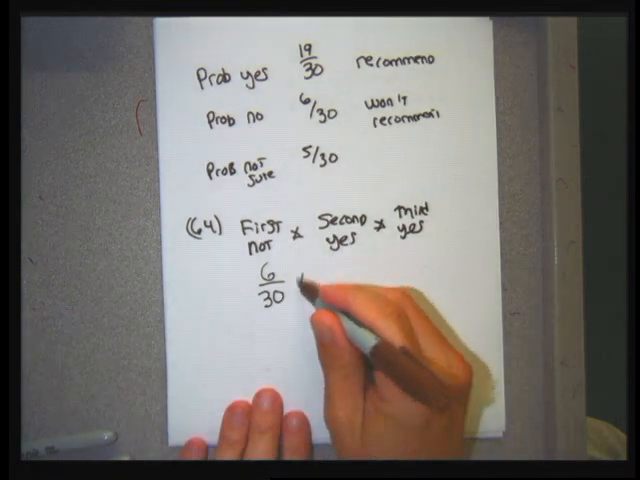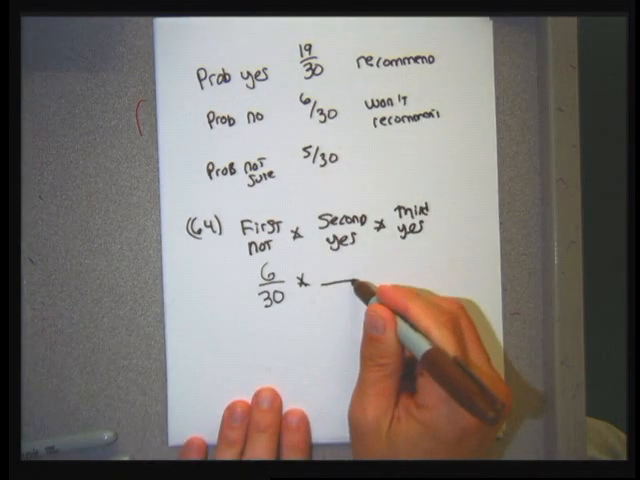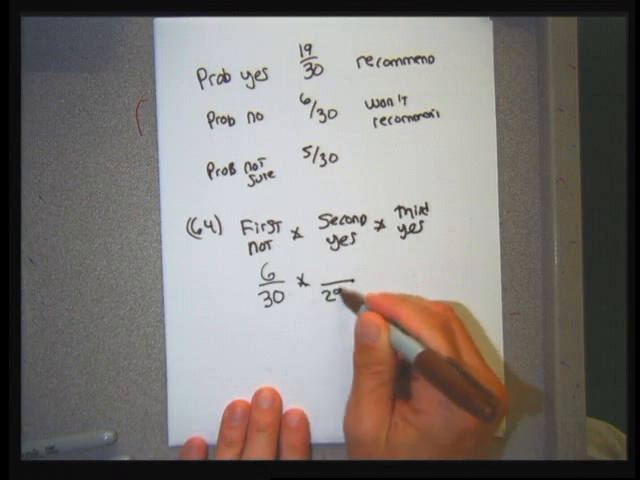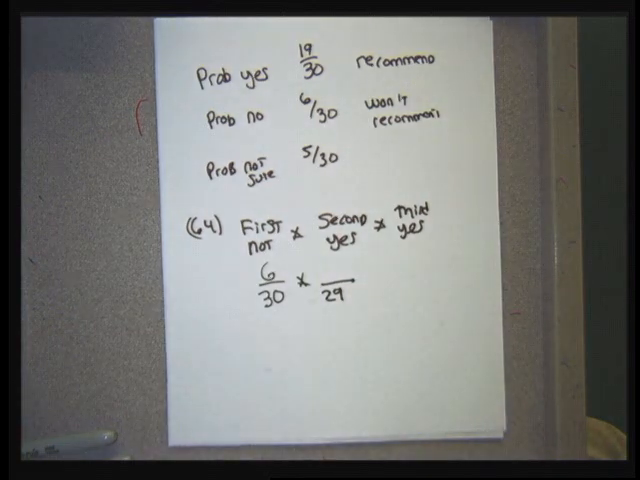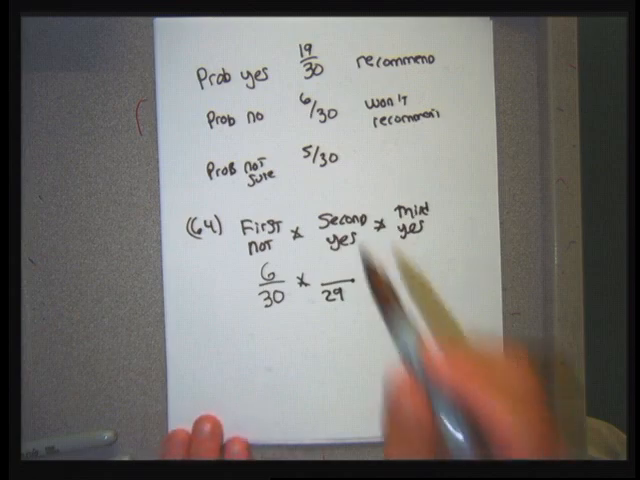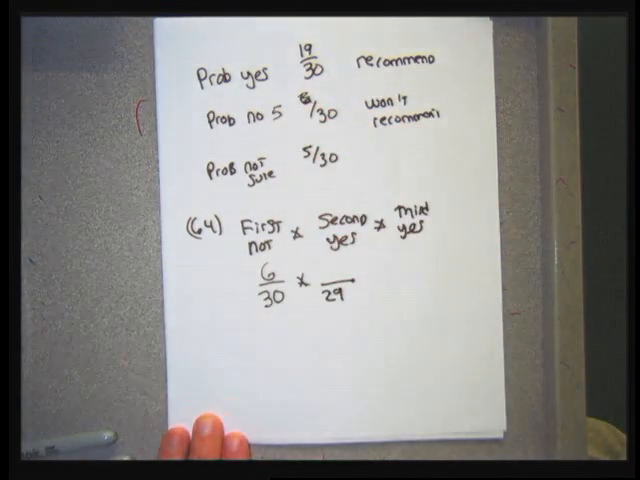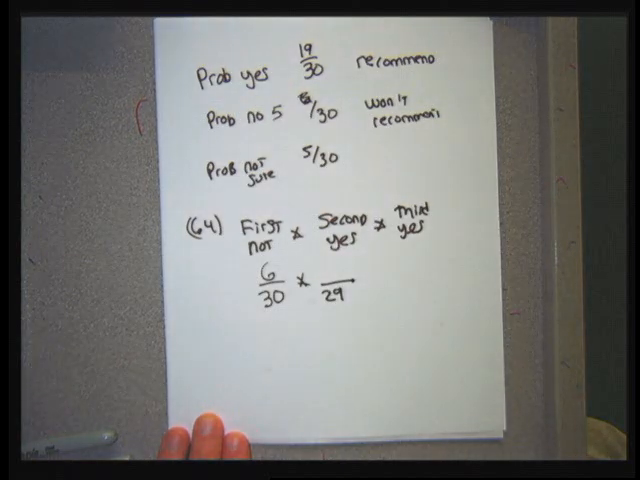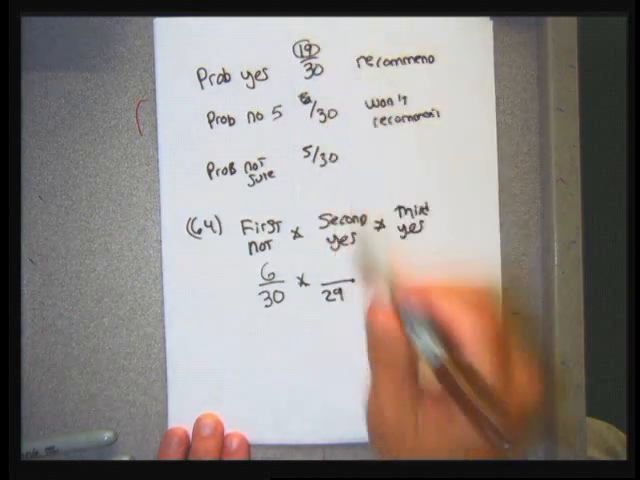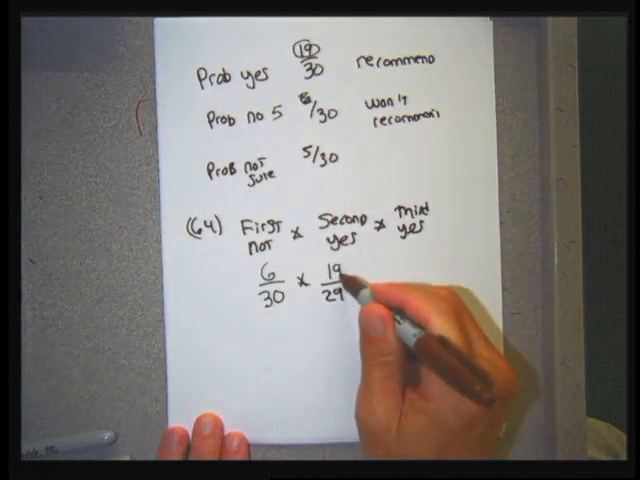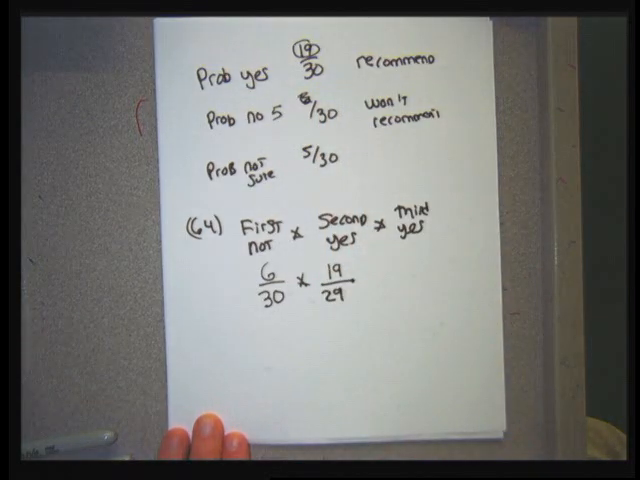I'm done with the first woman. I can't pick her again. I'm only going to have 29 to choose from for my second. And how many are left that said yes? So I picked one of these that said no. So there's only 5 left that said no. But I'm looking for one of the 29 that are left that said yes. There's 19 that said yes. So the probability of getting from the remaining 29 people one that says yes is 19 of 29.